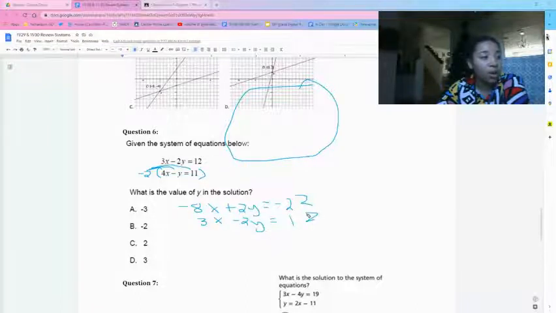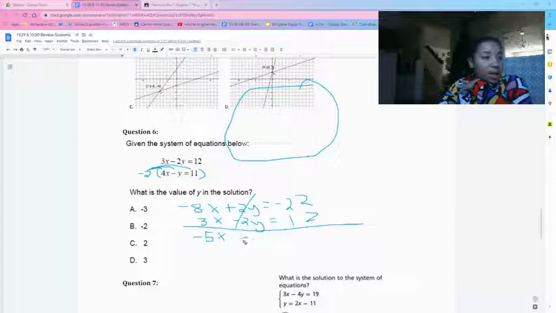Now, I know I'm supposed to solve for y, but this one was a little bit more difficult to solve for y because this was just easier to me. So I'm just going to go back and plug it in the system. So here, this is going to be -5x.